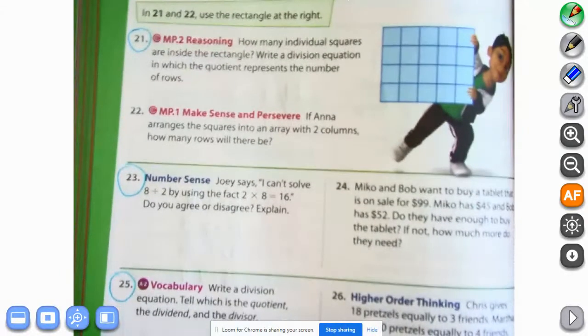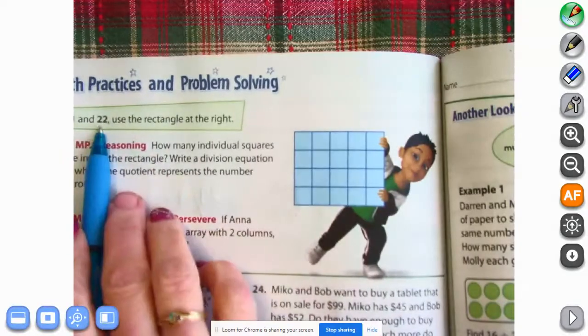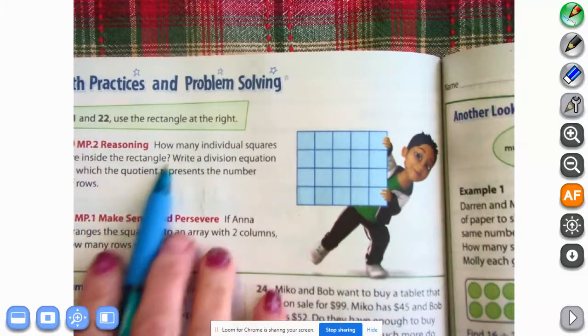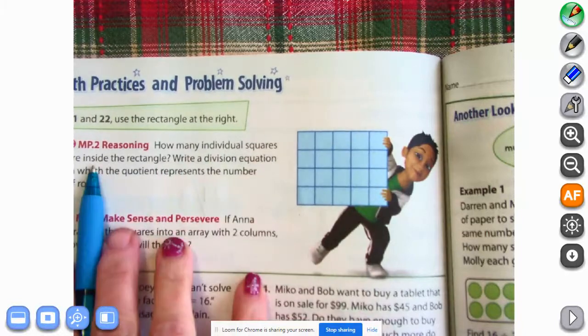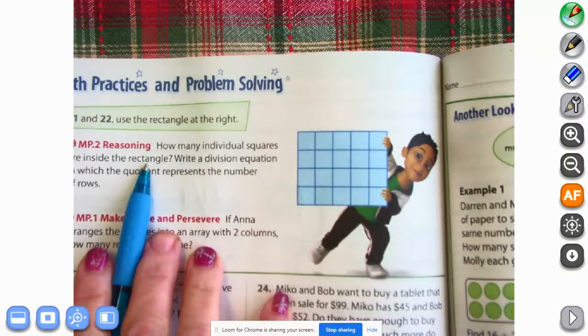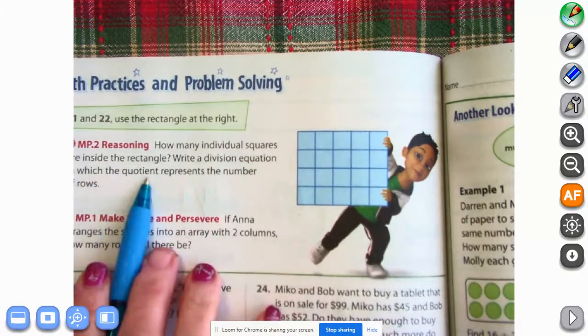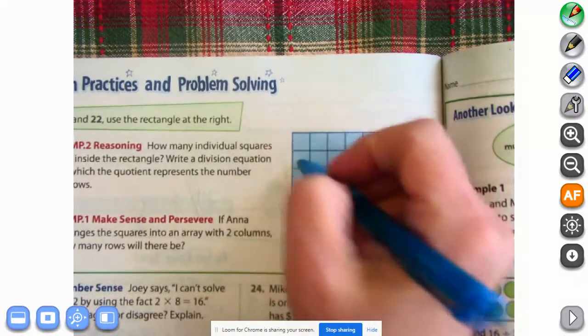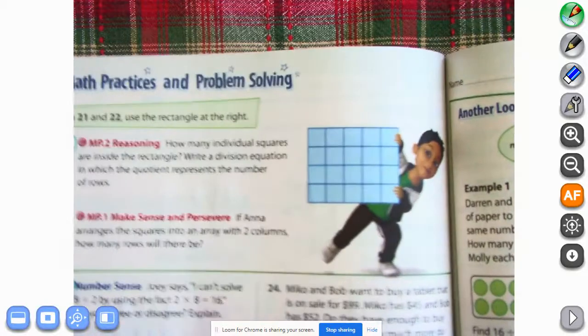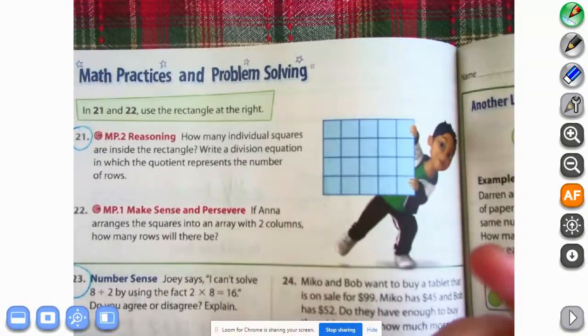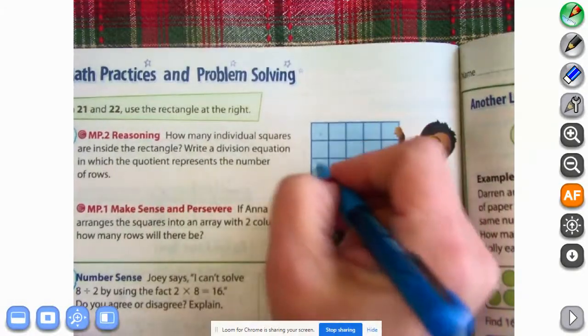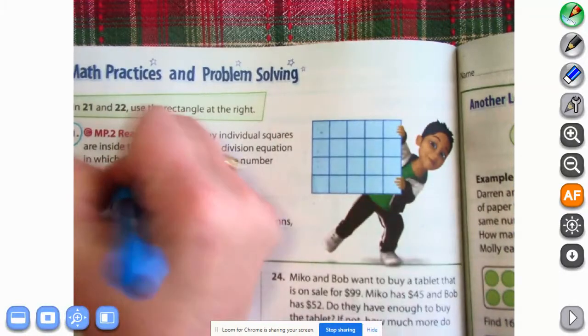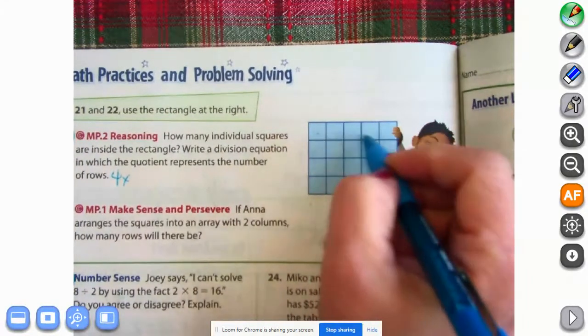All right, so it says, in 21 and 22, use the rectangle at the right. How many individual squares are inside the rectangle? Write a division equation in which the quotient represents the number of rows. So the answer has to be the number of rows. How many individual squares are inside the rectangle? 1, 2, 3, 4 times 1, 2, 3, 4, 5.